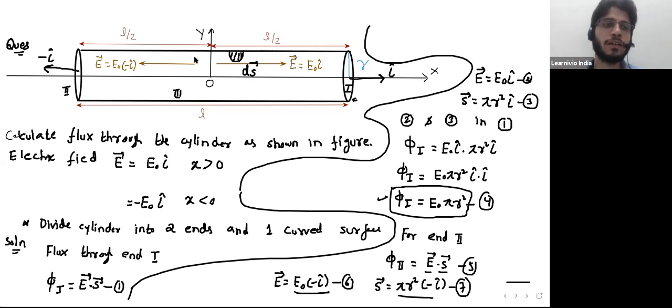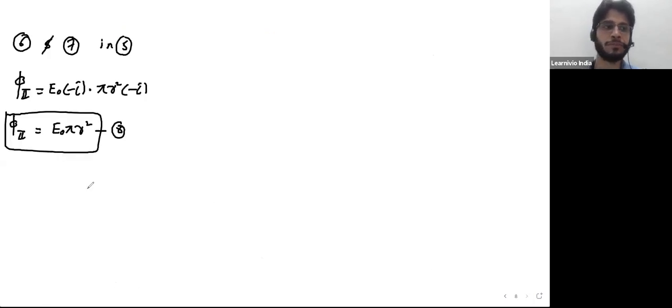See, this is the curved surface. I want to calculate flux for the curved surface. For the curved surface, we will take the area vector which is perpendicular to the curved surface, and then we will take the dot product of that area vector with the electric field. Flux through the curved surface is the integral of E dot ds.